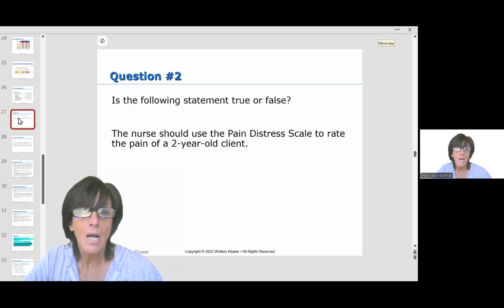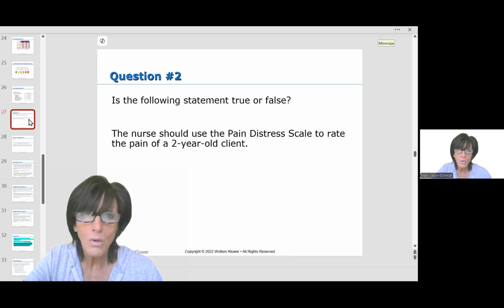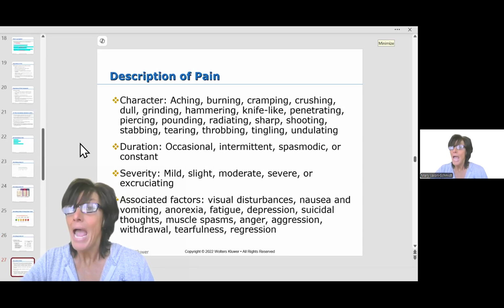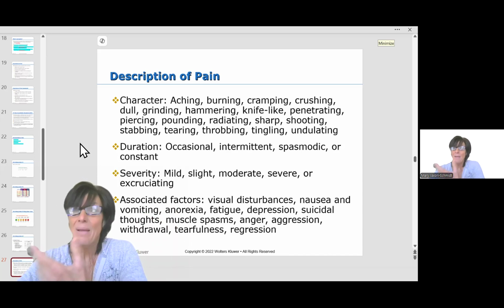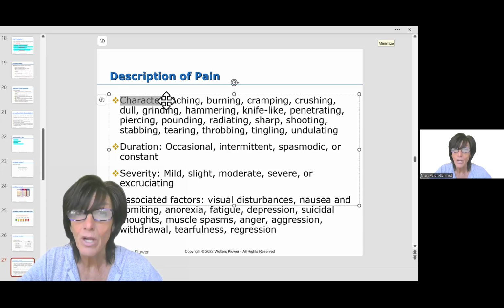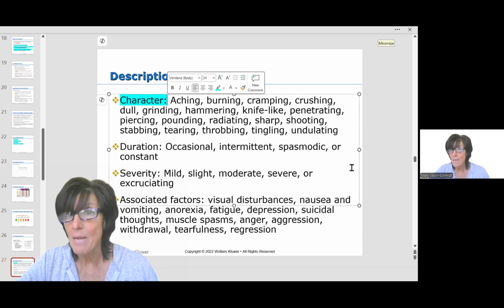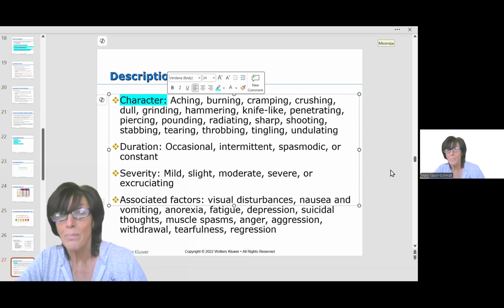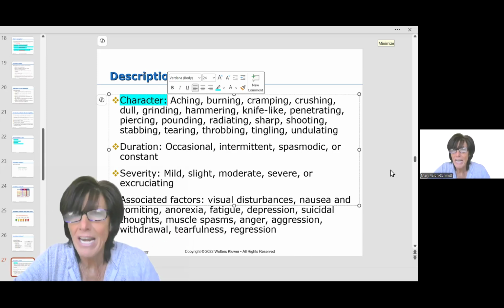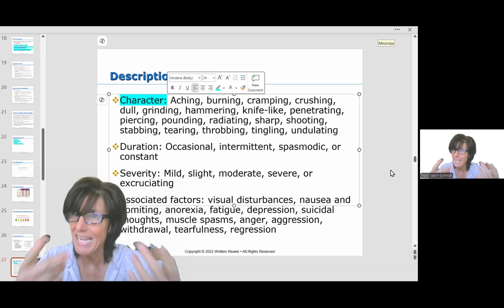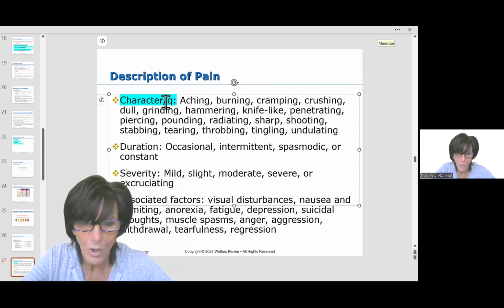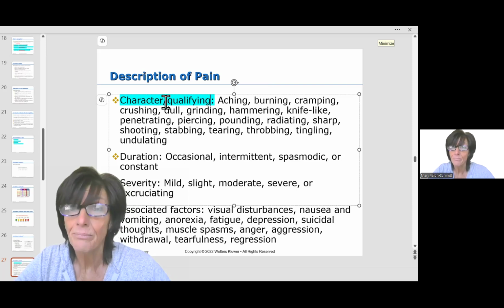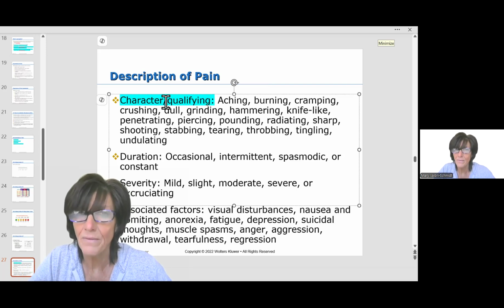Okay. I'm going to skip this one because we're only using the FLACC scale. How do we document when we're talking about someone's pain? How do we get them to describe things like the character of their pain? Is it aching, burning, cramping, crushing, dull, sharp, tearing, throbbing? Radiating, sharp, shooting, stabbing. That's the character. And when we talk about character, I'm going to throw another word in here. What we're doing is we are qualifying the pain. Okay. We're describing what does it feel like.